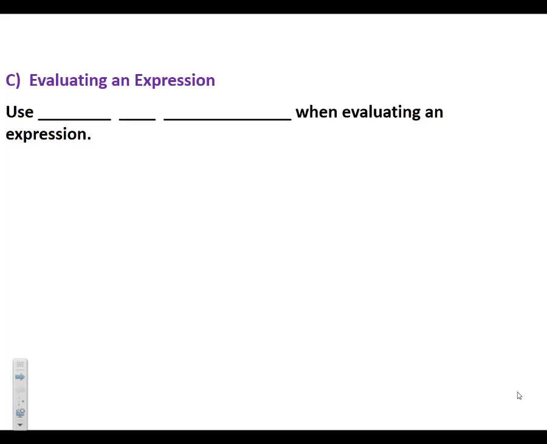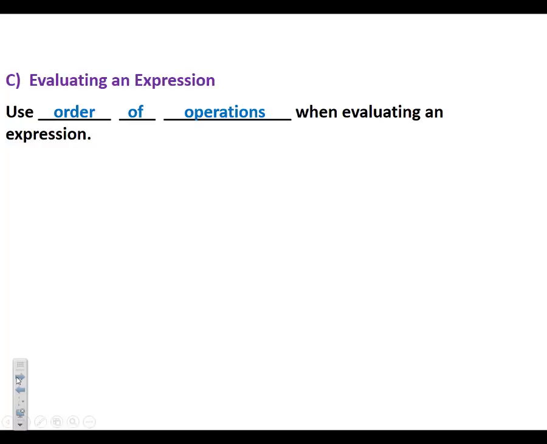Ladies and gentlemen, in video 2, evaluating an expression, we have to use our order of operations when we evaluate an expression. And of course, when they give us an expression, that expression most likely is going to contain some variables where we have to substitute. We're going to have to substitute values of those variables into the expression so that we can then evaluate the expression and come up with an answer using, of course, our order of operations. So let's talk about it again real quickly.